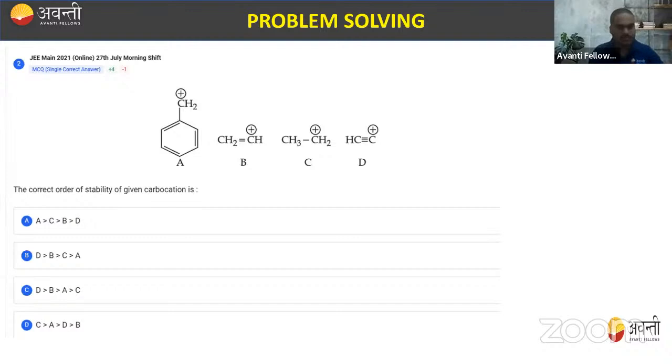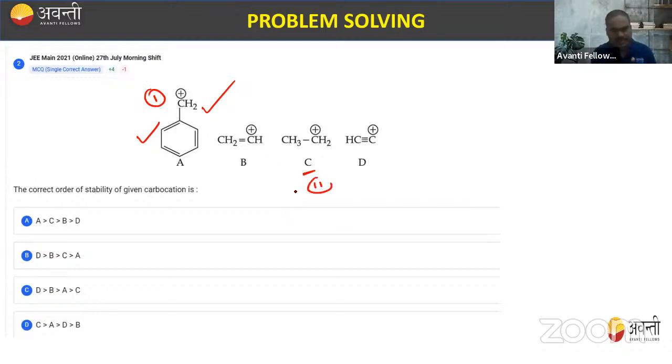Now, move to the next question. The correct order of stability of the given carbocations. In this question you need to arrange them according to their stability, that is, out of A, B, C, D, which one is more stable and which one is less stable. Always remember, due to resonance, this one is much more stable, and here the positive charge is stable on the less electronegative element. For example, the order is that A is much more stable, then comes C, this one, CH3 CH2. So this is number one.